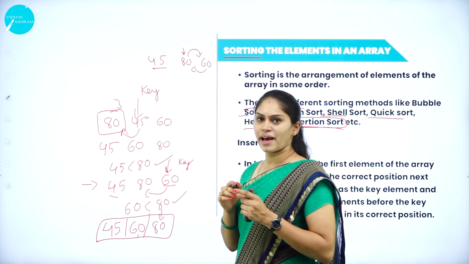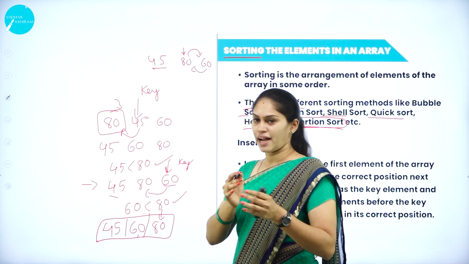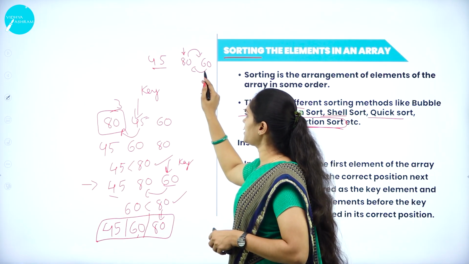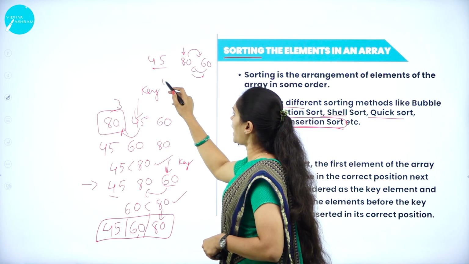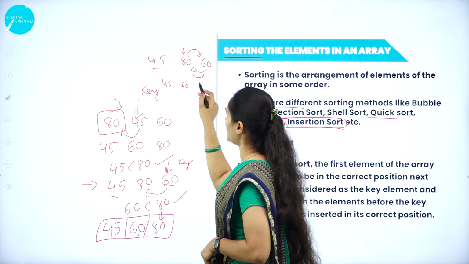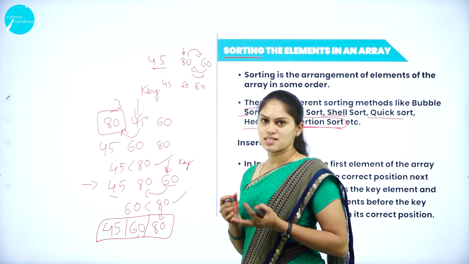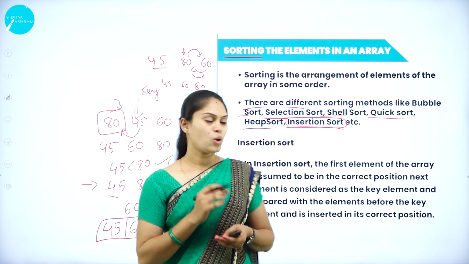I just make a comparison with 60 and 80. Is 60 lesser than 80? Yes. So we're going to swap and this becomes 45, 60 and 80. So this is how the insertion sort is going to work.